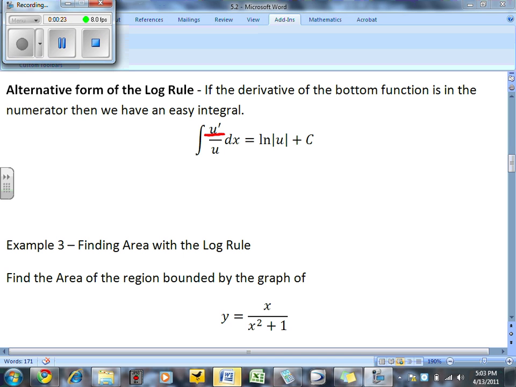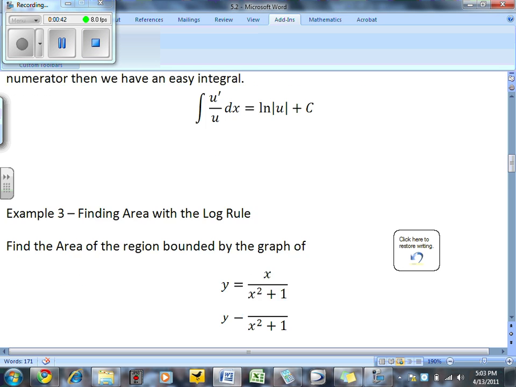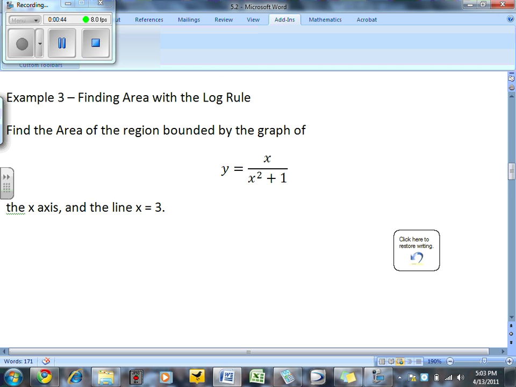Remember how I've always said, when we were taking the derivatives of natural log, it was the derivative of the stuff over the stuff. Well, this was what I was calling the stuff. Notice, if we can notice the pattern saying, okay, the derivative of the bottom, so the derivative of the stuff, is on top, we can take a very easy integral, so it's just going to be the natural log of the bottom.